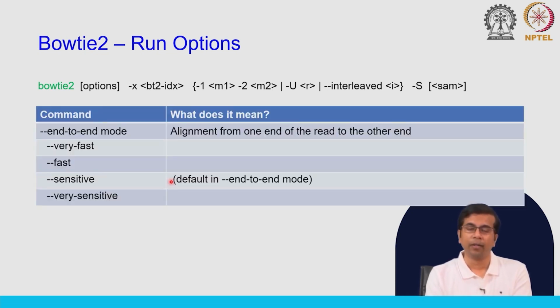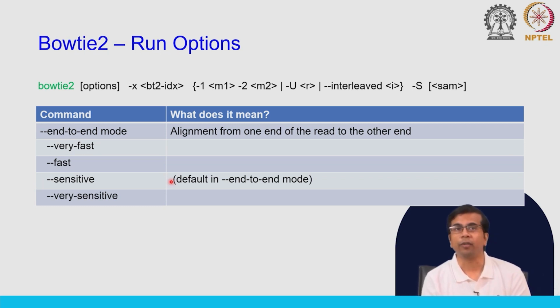Okay. So, there are two useful commands that we can use. One is called end to end mode. This means the full read will be aligned against the reference sequence. You have perhaps learned about global alignment, where if you are aligning two sequences against each other, you look for full alignment from one end to the other end. You do not leave out any part of the sequences. The idea is very similar here: you align from one end of the read to the other end. So, the end to end mode is very similar to global alignment.